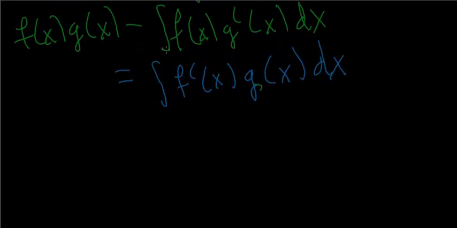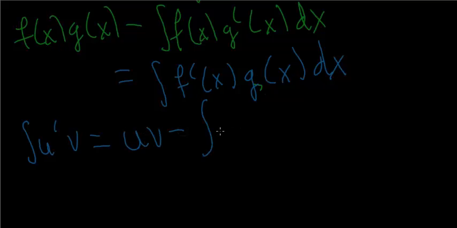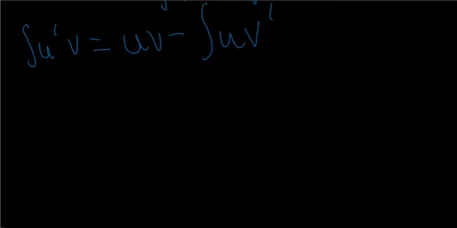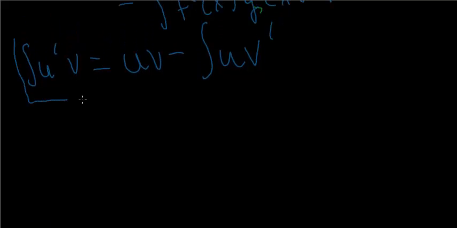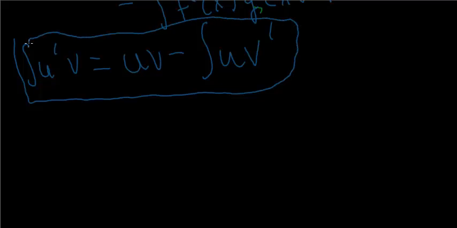And maybe you'll see it in this form. This is the exact same thing where I'll just say f is equal to u and g is equal to v. So we have the integral of u prime v is equal to u times v minus the integral of the opposite, u v prime. And this right here is probably the most likely form you'll see the integration by parts formula in. And in the next couple of videos we'll learn to apply this integration by parts formula.